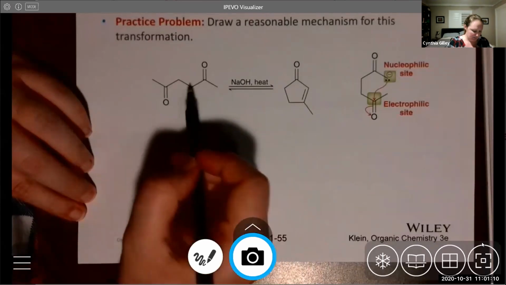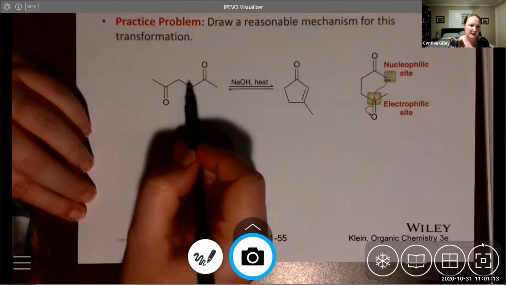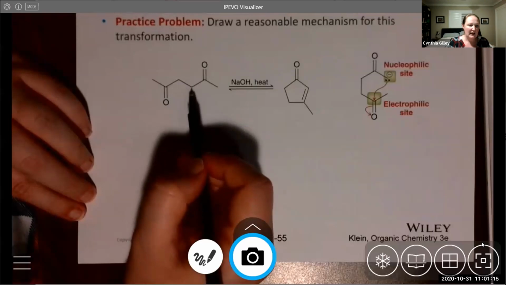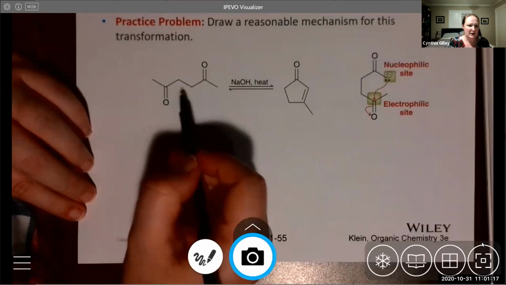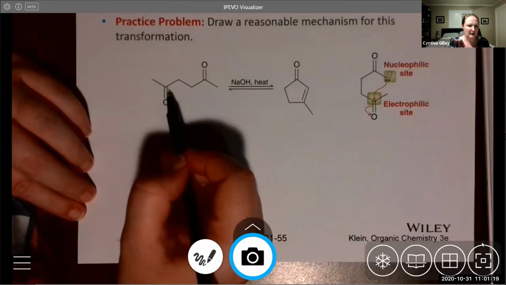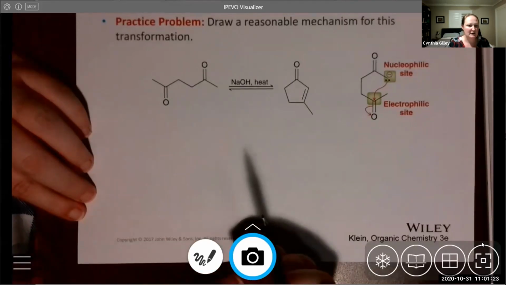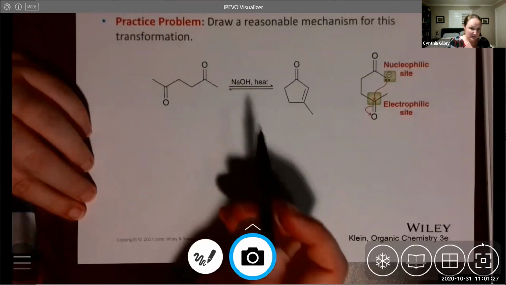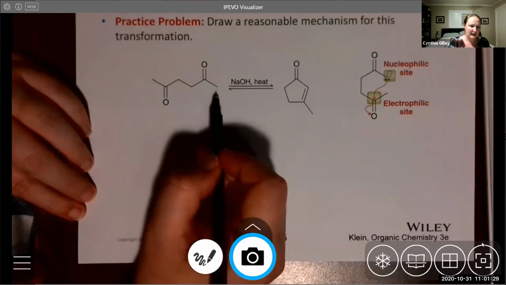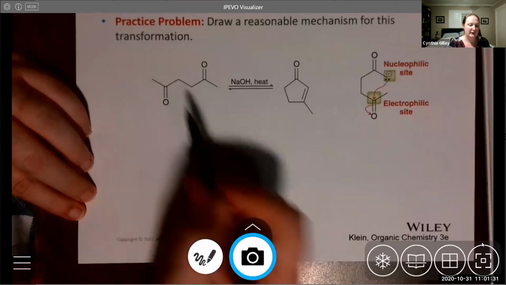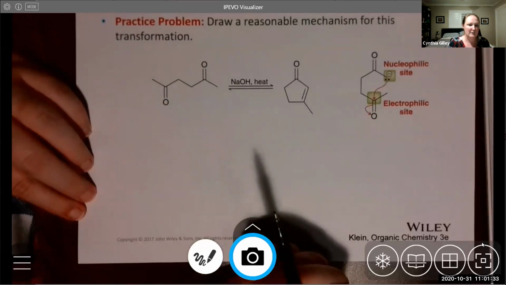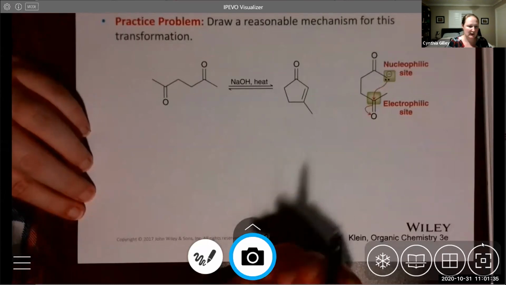If we were to deprotonate here, which will definitely happen in solution, and then attack the other carbonyl, we would be forming a 3-membered ring. 3-membered rings are unstable, and so that's not a likely reaction to take place. What's much more likely is to deprotonate one of the terminal ends and then do an intramolecular nucleophilic attack, which will form a 5-membered ring, which is a much more stable ring.